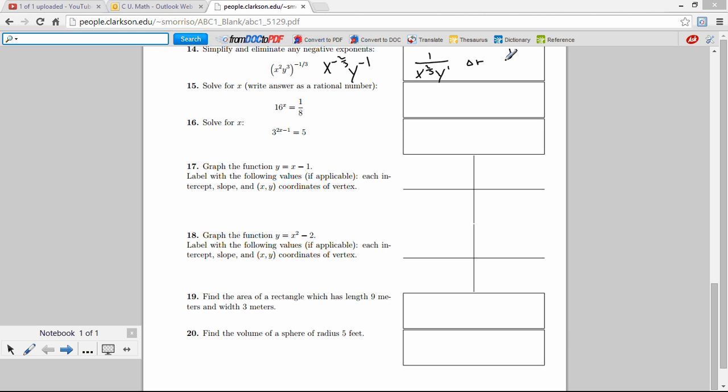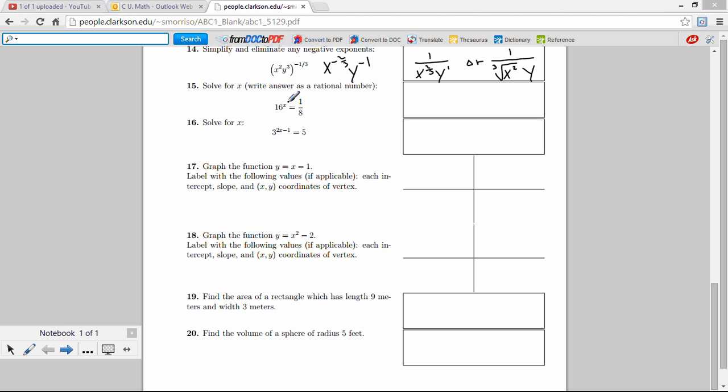Or, remember, just to emphasize this, that 2/3 power means cube root, and the 2 is your power. So cube root of x squared times y would have also been an acceptable answer. All right.